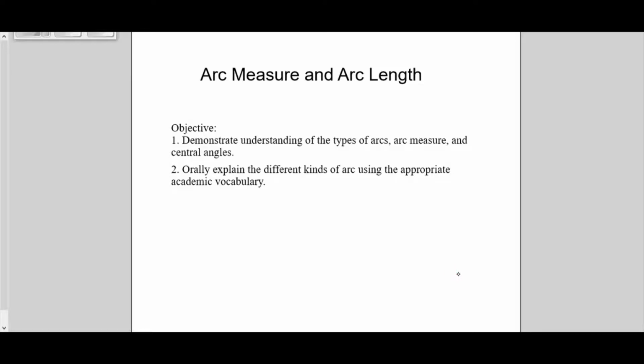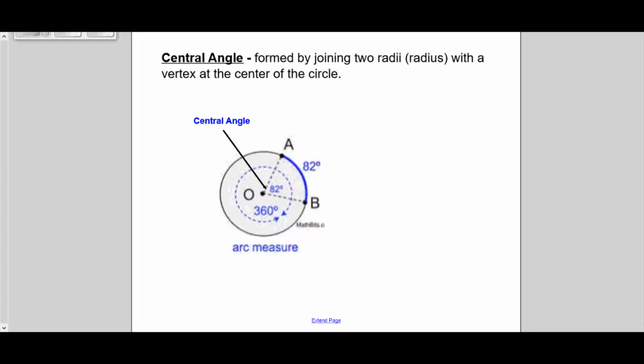In this lesson, we're going to go over the types of arcs: arc measure, arc length, and central angles. So we'll start with central angles. A central angle is formed by joining two radii with a vertex at the center of the circle. So you're going to have two radii joining to have a vertex at the center. This would be a central angle because I have this radius here and this radius here, and they join at the center. So that's a central angle. It's formed by just joining two radii together, and you would have to make an angle.